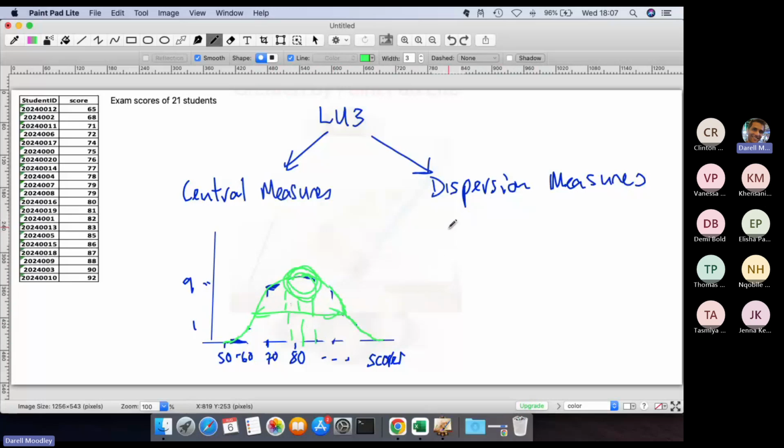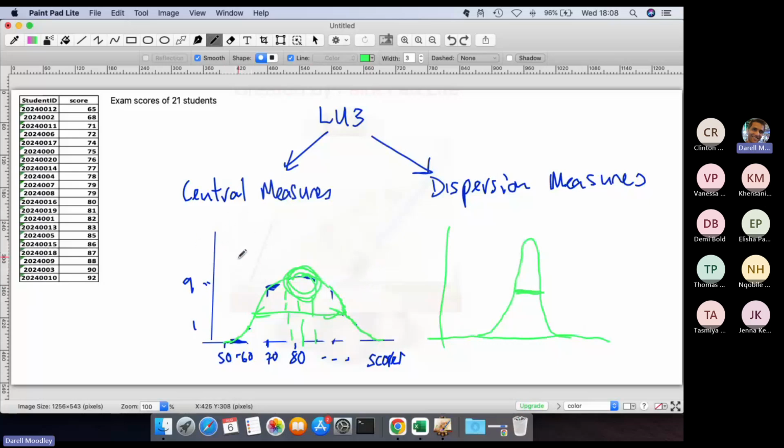You could have a different class that wrote the same exam, but a lot of them scored very similar marks. Then your distribution would be very narrow like that. So you can see the graph on the right has a smaller dispersion than the graph on the left. That's what I mean by dispersion and central measures.